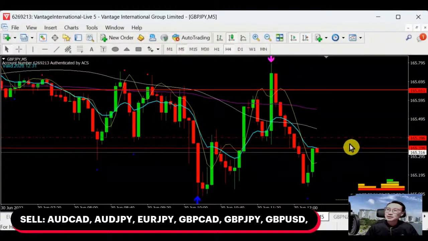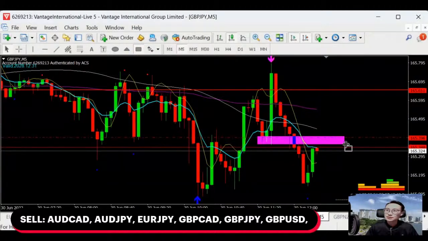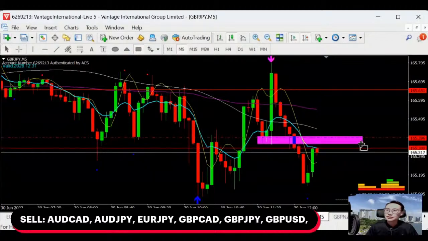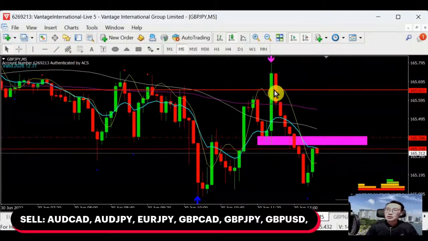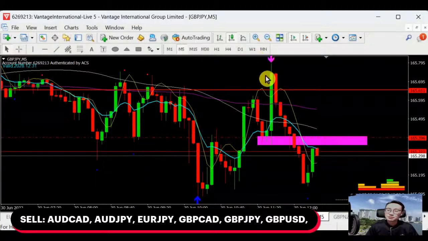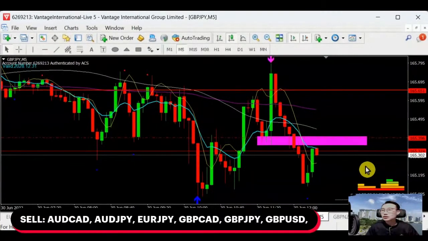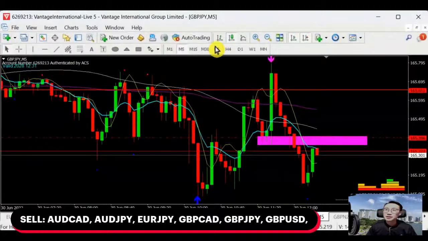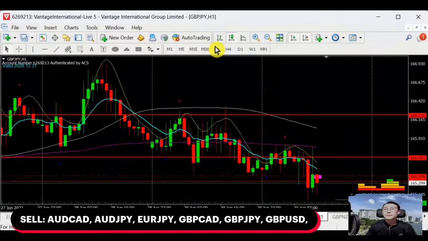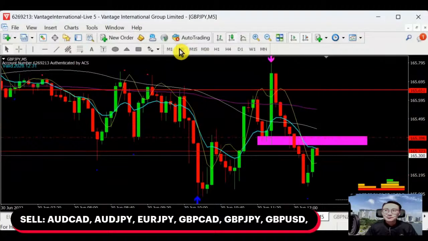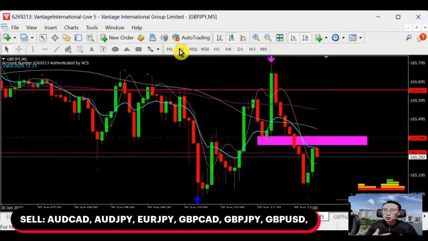So as you can see, the area of resistance. Let me pull up so that you can see clearer. Area of resistance is around here, right? So area of resistance over here. So now coming again, can you see it's building another lower resistance? So this is something that we can pay attention to. This is starting to build.